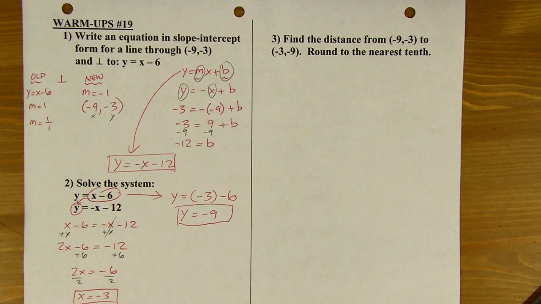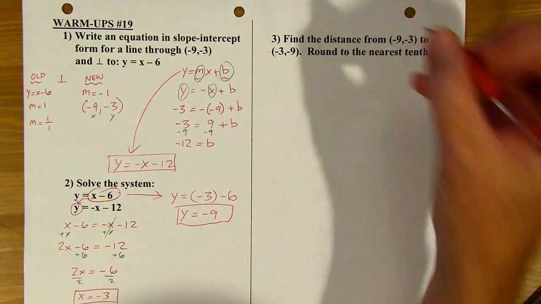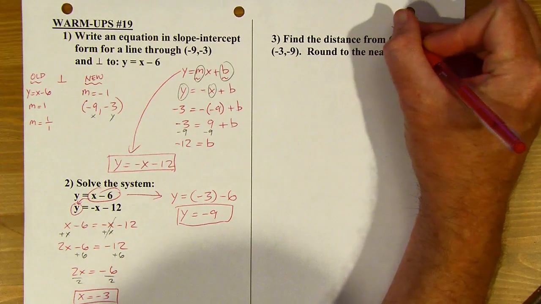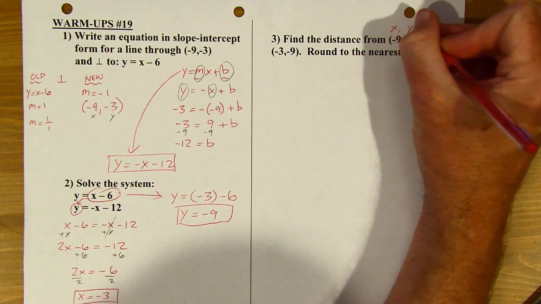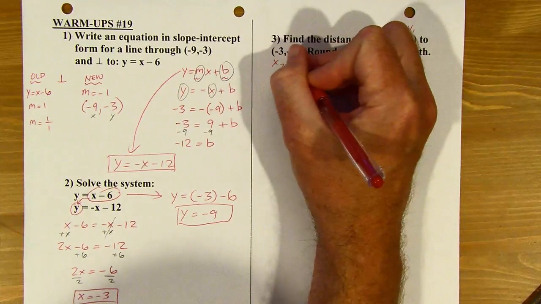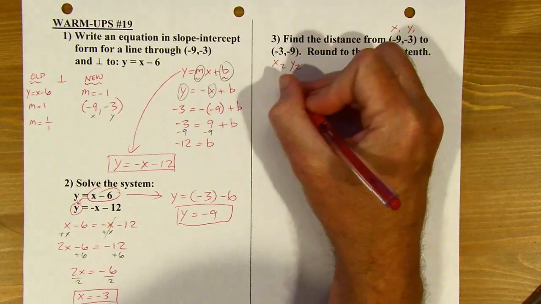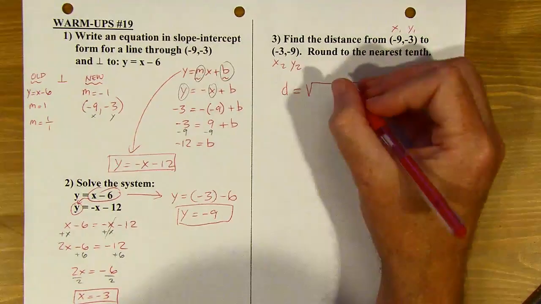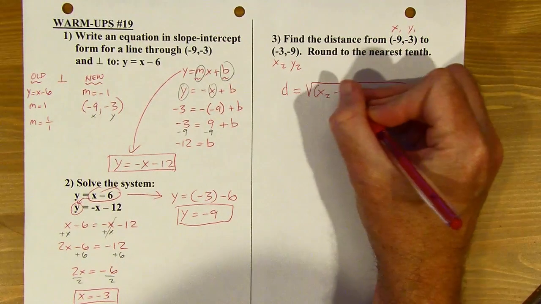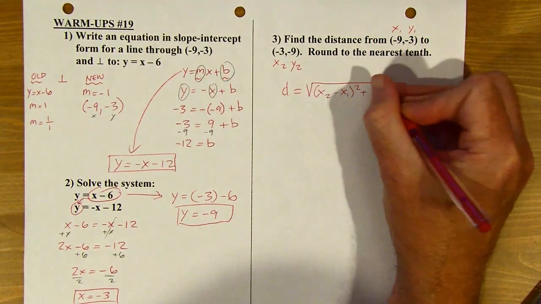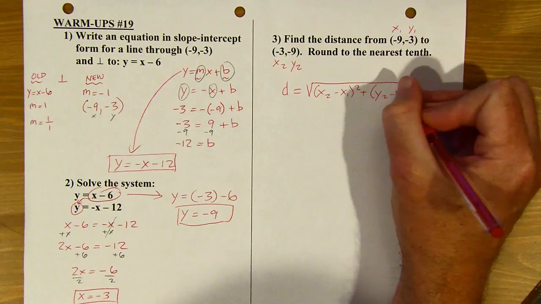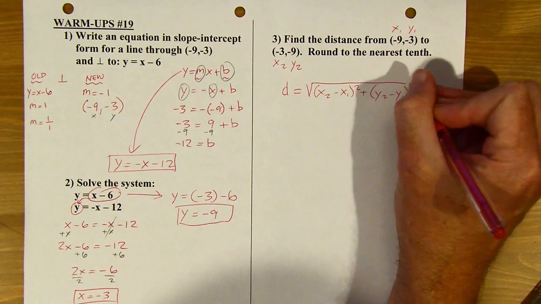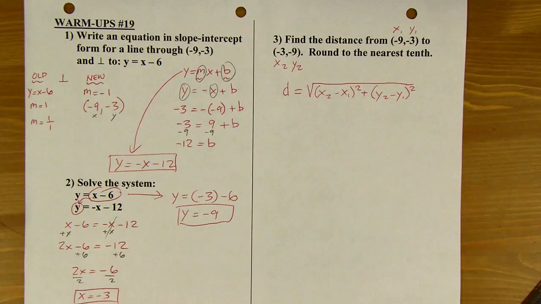All right, and last up, I'm finding the distance between these two points. So I'll call this my first xy pair. This can be my second xy pair. And we've been doing a lot of this, but it comes up a whole lot all year long. We're going to use the distance formula. So I'm going to subtract the two x's. I'm going to subtract the two y's. Square both those quantities, add those quantities together, and then take the square root of the whole thing.